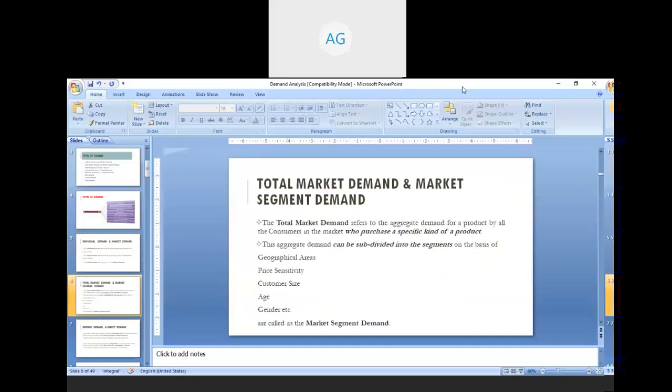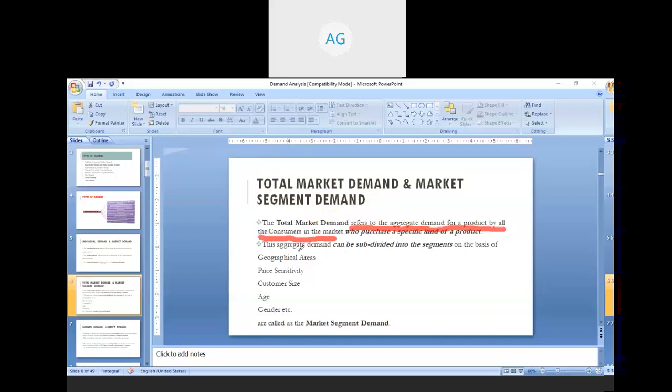Now the second category of types of demand is total market demand and market segment demand. The total market demand refers to the aggregate demand for a product by all the consumers in the market who purchase a specific kind of product. So here a specific product's demand has been aggregated from all the consumers in the market. This gives the total market demand of that particular product, which has been demanded by all the consumers from a particular market.